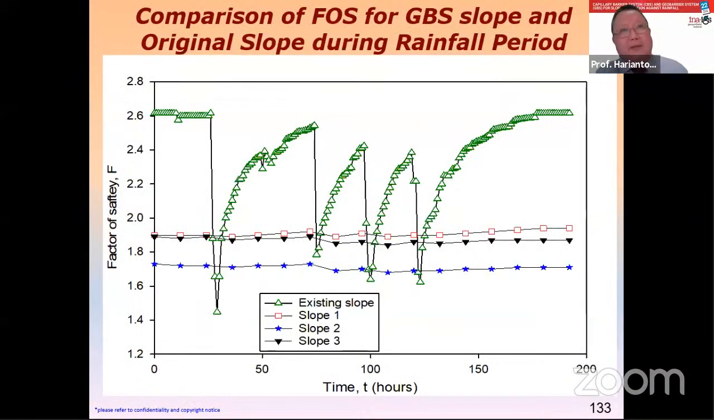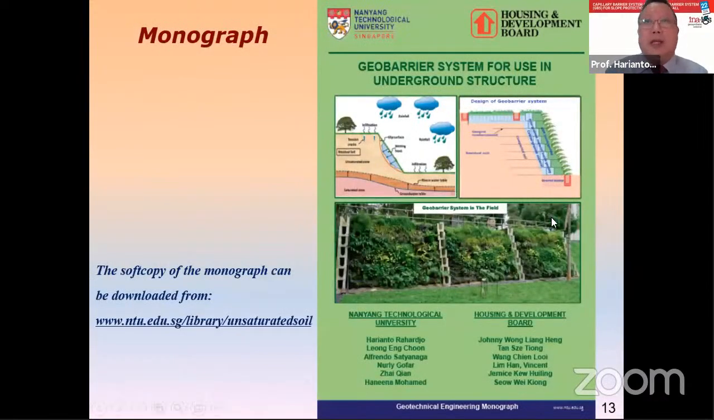Now, if we look at the factor of safety, the original slope has a higher factor of safety compared to the one behind the retaining structure, because here your slope angle is only 36 degrees. But here we have 70 degrees. During rainfall, there's a fluctuation in the factor of safety, up and down, depending on the rainfall. But behind the GBS, the factor of safety remains essentially constant. So all are captured in this monograph.